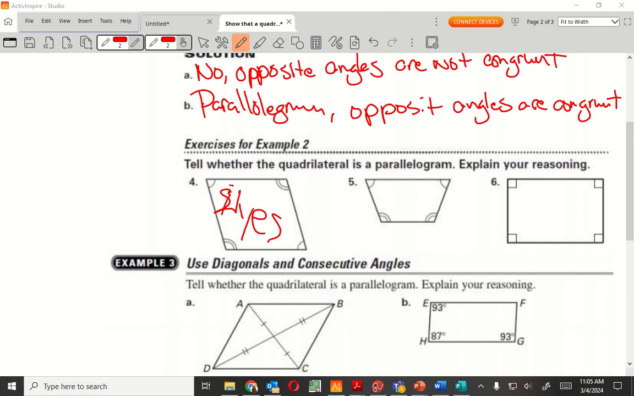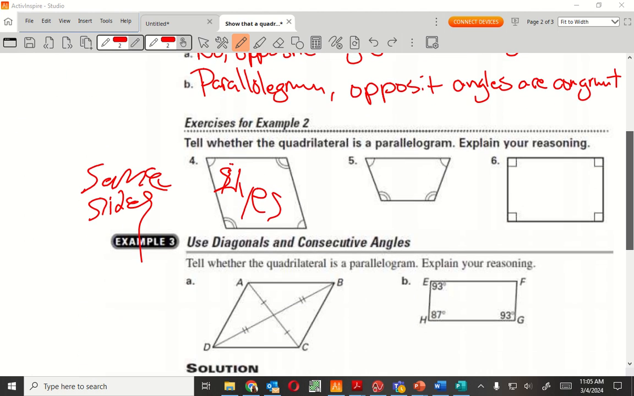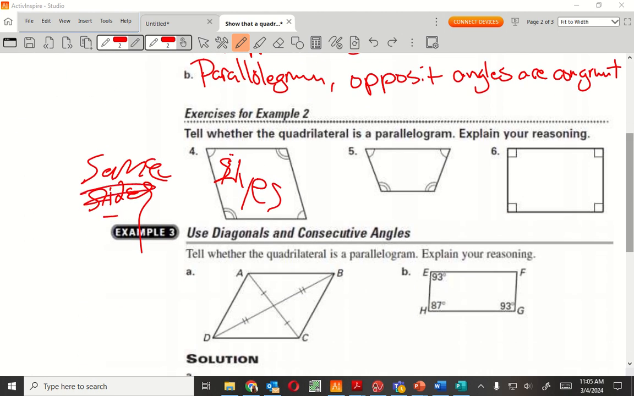Why? ¿Por qué? Sí. Because I said. Because you said that doesn't work. Tengo los mismos lados. Ah, mira, aquí. We're not dealing with sides. Look, mira. Okay. Same what? Angles. Same angles. Okay.